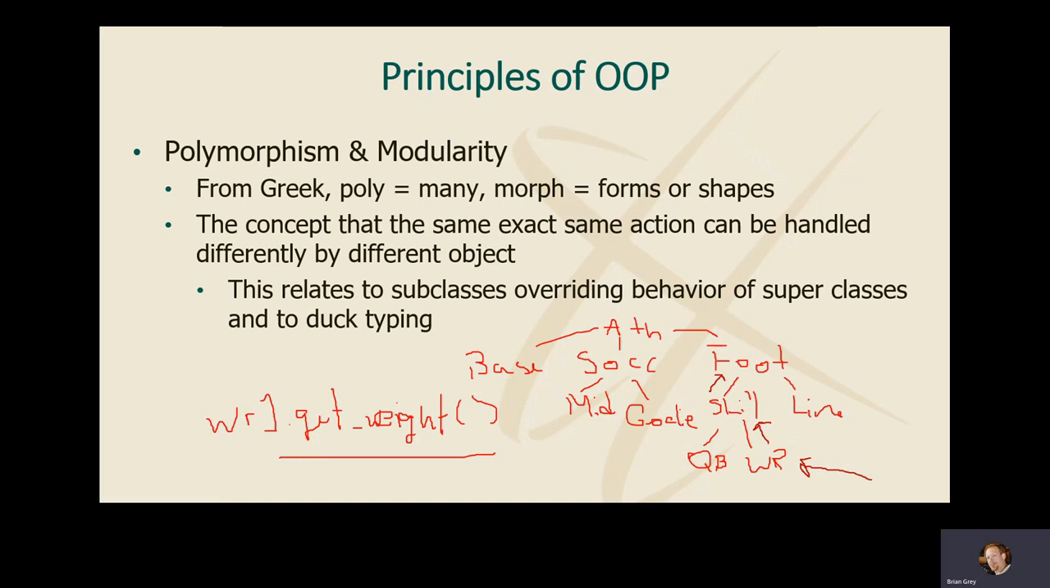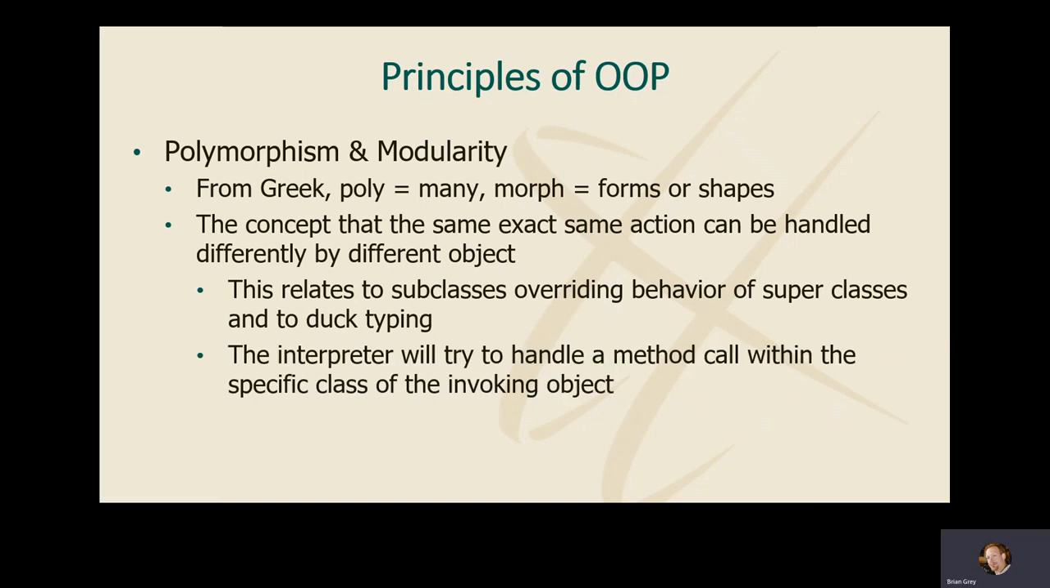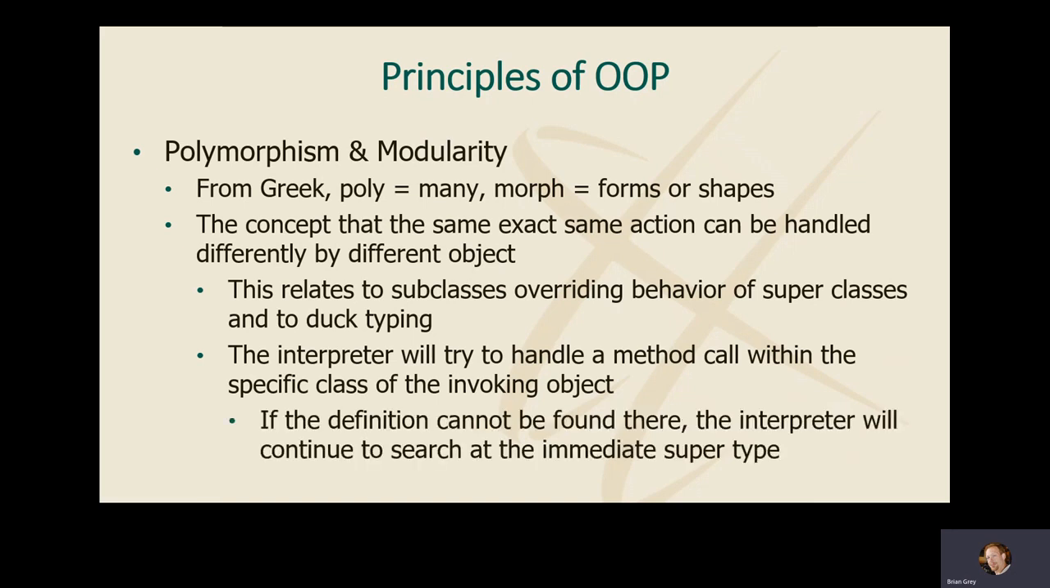Speed, get speed. All of these players need a speed. So it might go all the way back up to athlete. Or speed might be redefined at skill player, so we won't get all the way back up to athlete. We'll only get the skill player speed. The interpreter will handle a method call within the specific class, and if that definition cannot be found there, it will continue to search up the immediate supertype all the way to the root of the subtree.